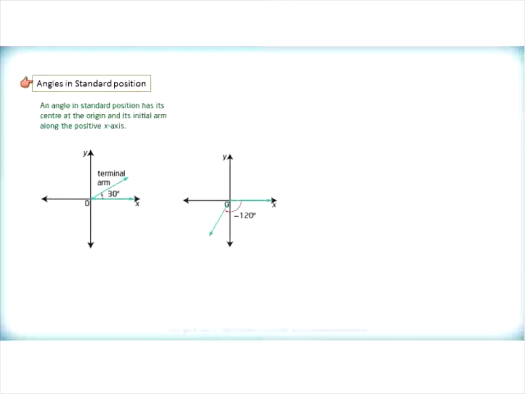An angle in standard position is simply an angle that has its center at the origin and its initial arm along the positive x-axis. So both of these are angles in standard position because, again, it has its initial arm along the positive x-axis, and this is the terminal arm here. We just saw that this is a positive angle of rotation. This is a negative angle of rotation, as you can see, about negative 120 degrees. So that's an angle in standard position, always measured from the positive x-axis.